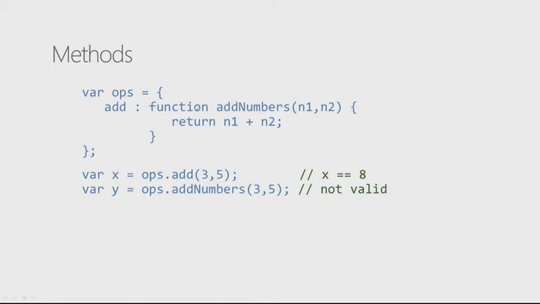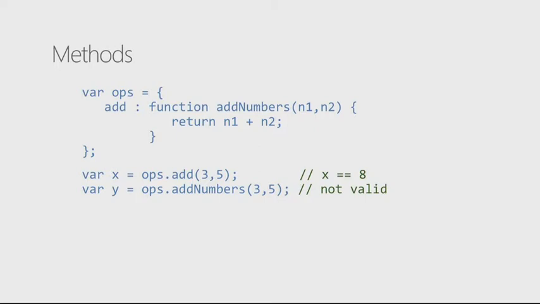Once that function becomes a member of this curly brace thingy, which we'll just call an object for now, we'll say that object happens to have an add method in it, and that add method is a function that takes 2 numbers in and returns the result of that. So down below, if I say var x equals ops.add 3, 5, well, 3 and 5 get passed into here, and then they're added together. That's why we get that x equals 8. But I can't call ops.add numbers, even though that's the name of the function, which is kind of interesting.